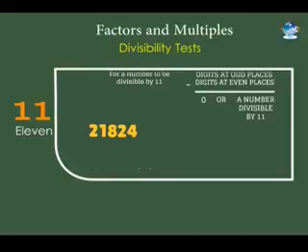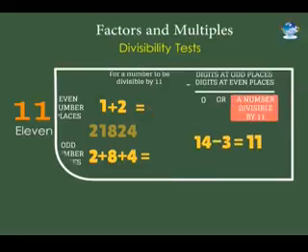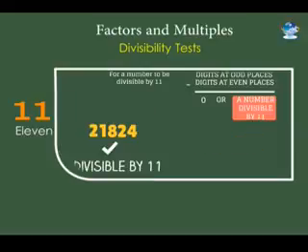Again in 21,824, the sum of the digits at the odd number places is 14, and the even number place value digits add up to 3. The difference is 11, and so 21,824 is divisible by 11.